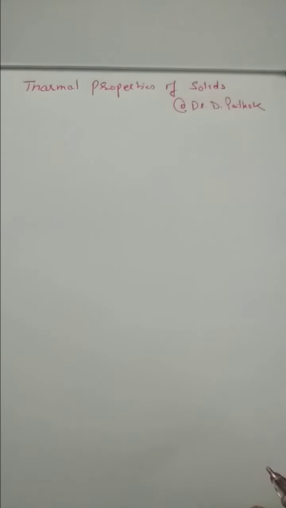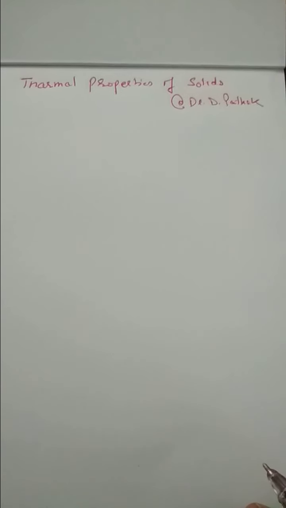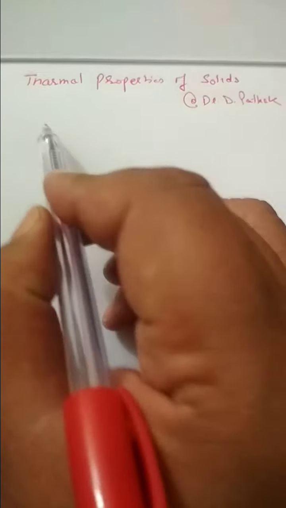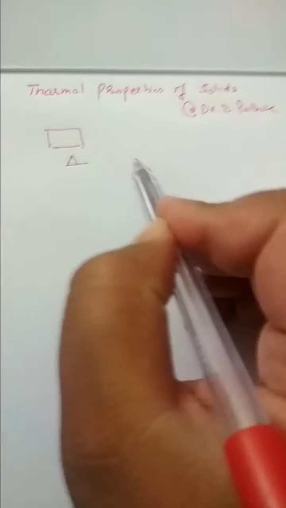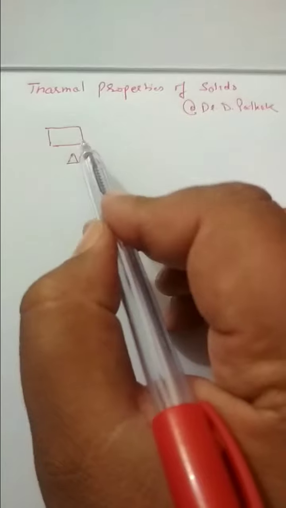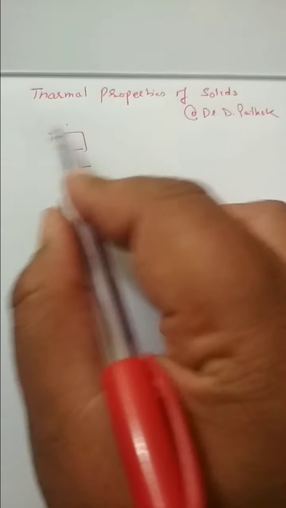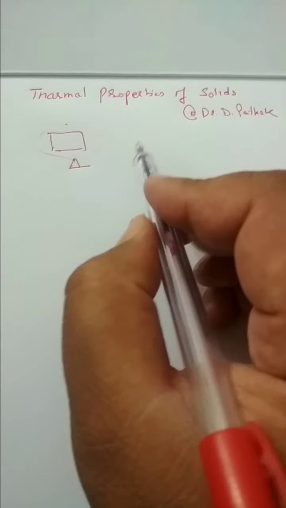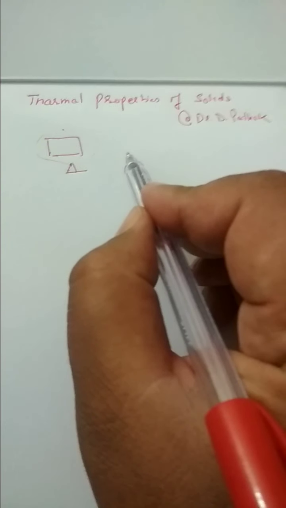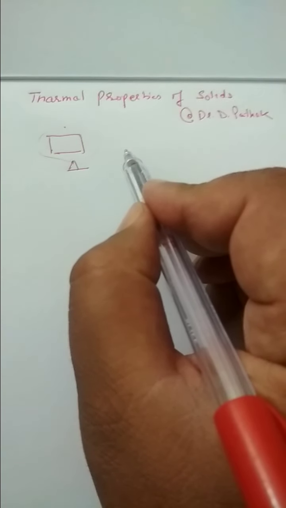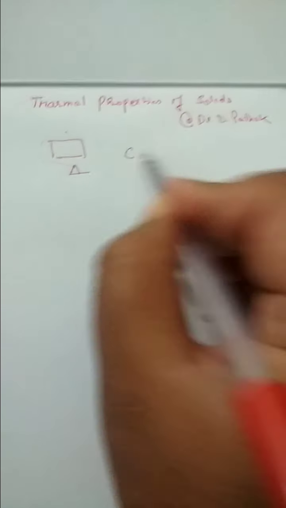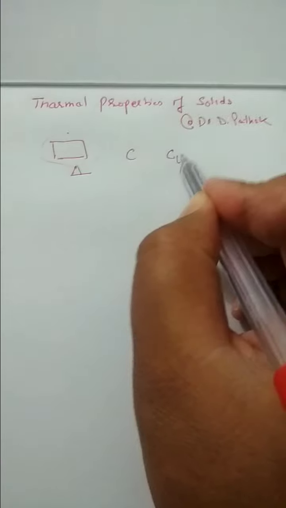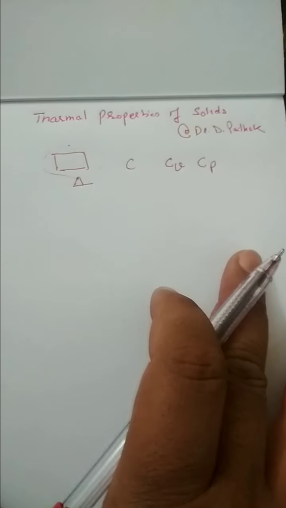Dear students, today we will try to understand the thermal properties of solids. We understand that if we have a solid and we heat it up, then after some time the heat will transfer throughout the material. The amount of energy required to raise the temperature of the solid by 1 Kelvin or 1 centigrade is defined as specific heat, which is either at constant volume or at constant pressure, named Cp or Cv.